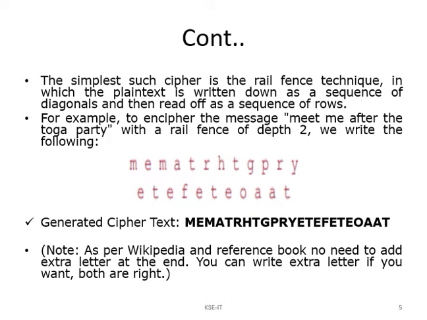Let us understand with the help of another example. This is the simplest cipher, in which plain text is written down as a sequence of diagonals and then read off as a sequence of rows. For example, to encrypt the message "meet me after the toga party," if the rail-fence depth is 2, or you can say the key value is 2, you can write this message like this.